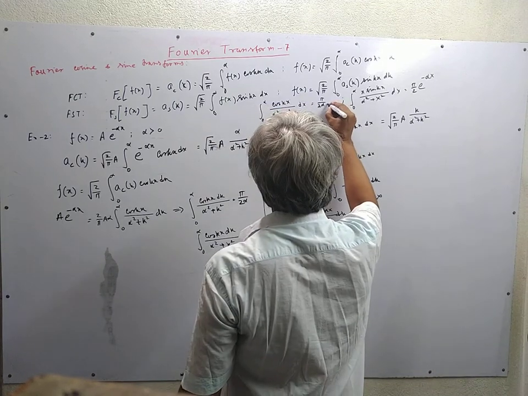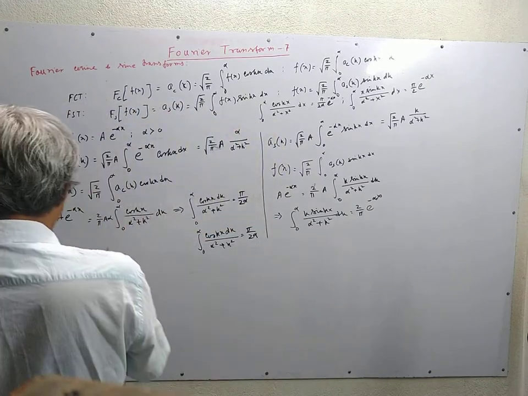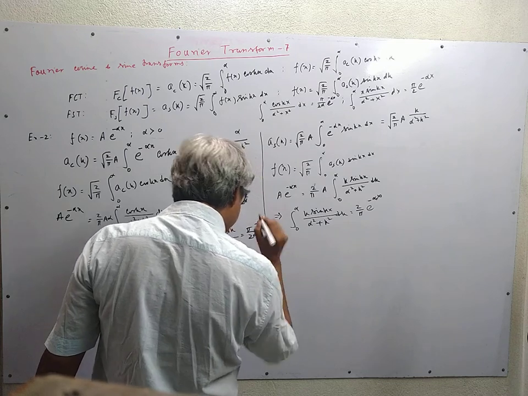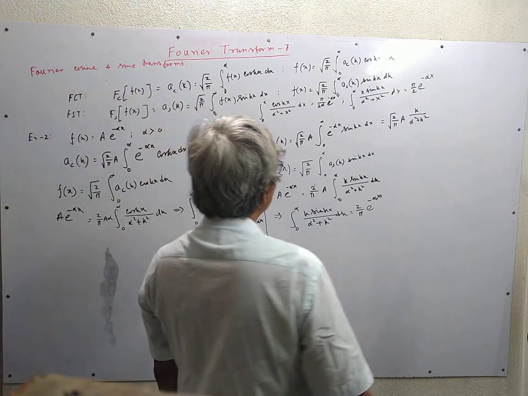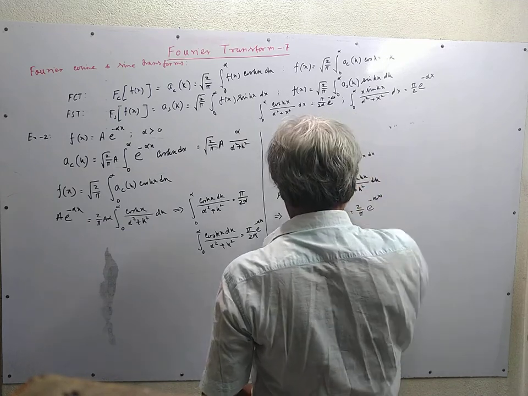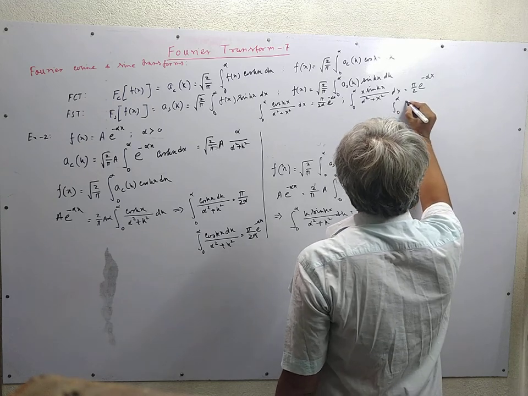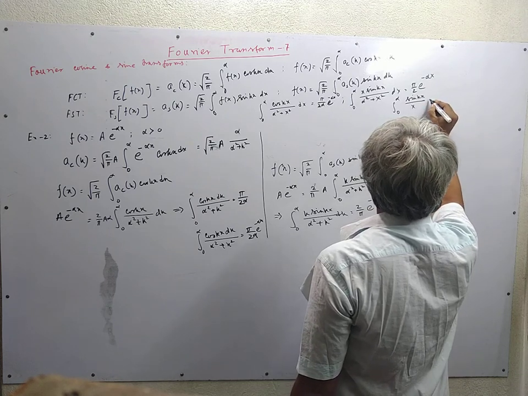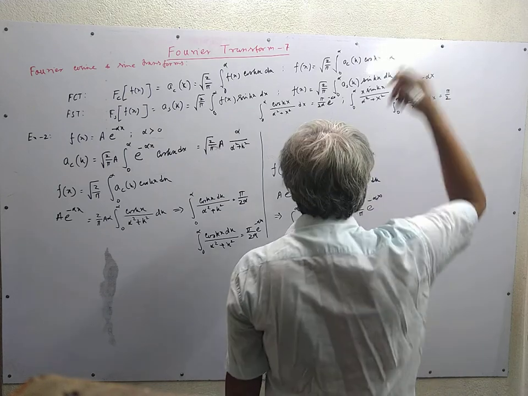Here I have also missed e to the power minus alpha x, because the alpha x was there, and it will be e to the power minus alpha x. If we put alpha is equal to 0, one important conclusion of this result is that the integral from 0 to infinity of sine kx by x dx is equal to simply pi by 2. This is another important result.